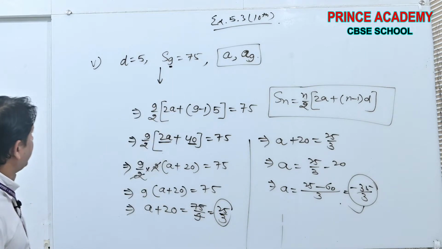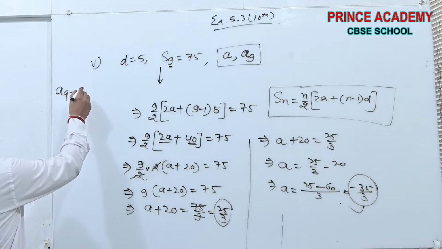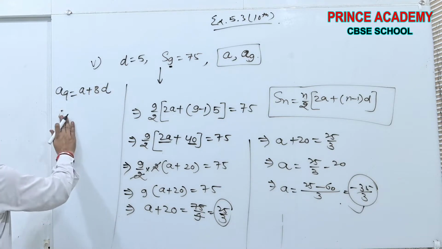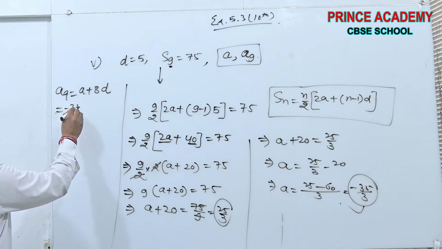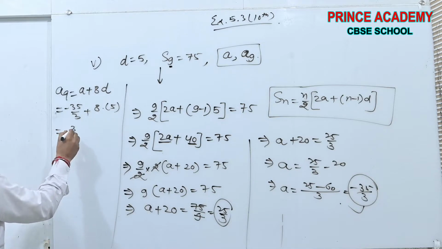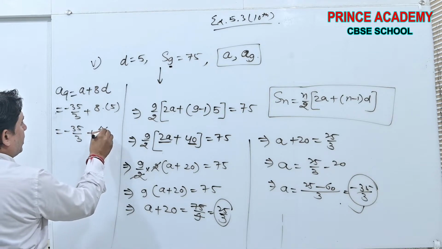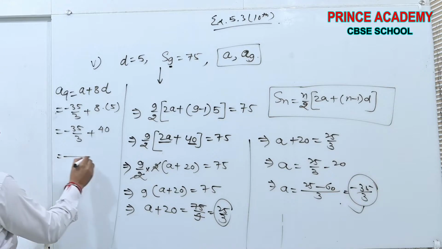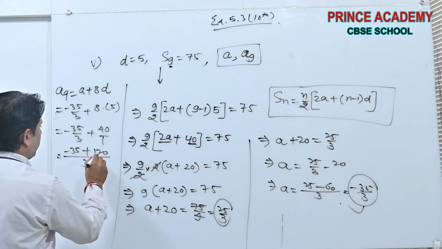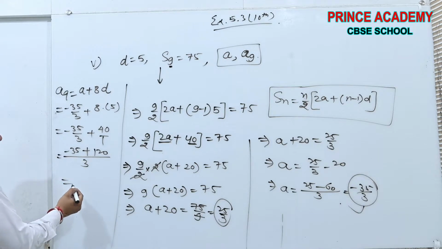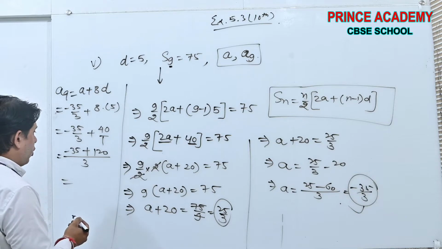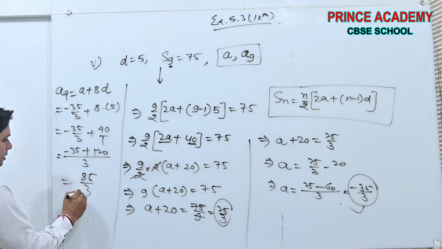Okay, I will do it here. A9 is also asked, it can be written as A plus 8D. A is minus 35 by 3, 8 into D is 5. Minus 35 by 3 plus 40. Okay, take the LCM 3: minus 35 plus 120, how much you will get? You will get 85, by 3, 85 by 3.